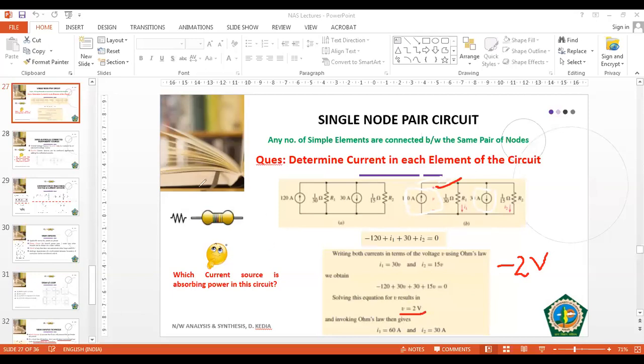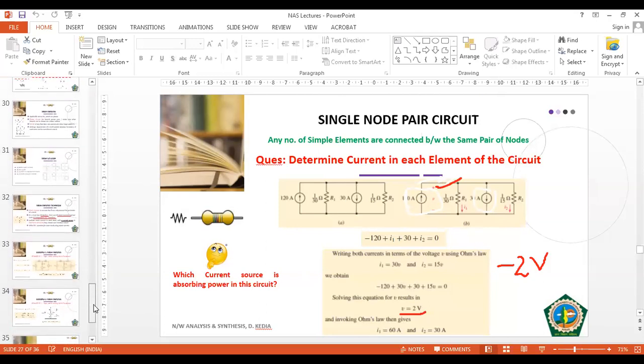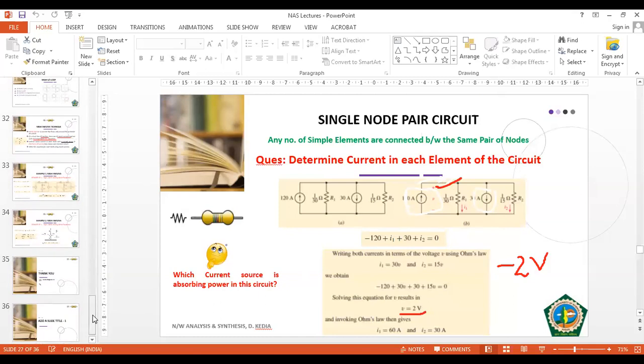Fine. So anybody else, is anybody having any doubt in the topic that we have discussed till now? Yes. Actually sir, you said the 120 ampere source is delivering power. And the 30 ampere source, is that also delivering, right?